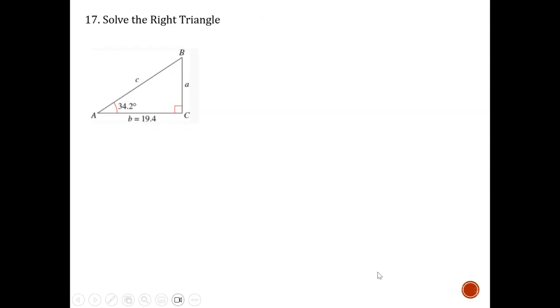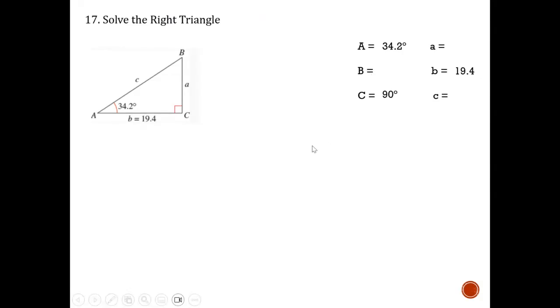Number 17, they want you to solve the triangle. If you notice, the capital letters are the angles, and the lowercase letters are the sides. So we have to find big A, big B, big C, little a, little b, little c. Angle A is 34.2, which was given. Little b is 19.4. And we should know that C is 90 degrees because that's a right triangle. So we have to find B, little a, and little c.